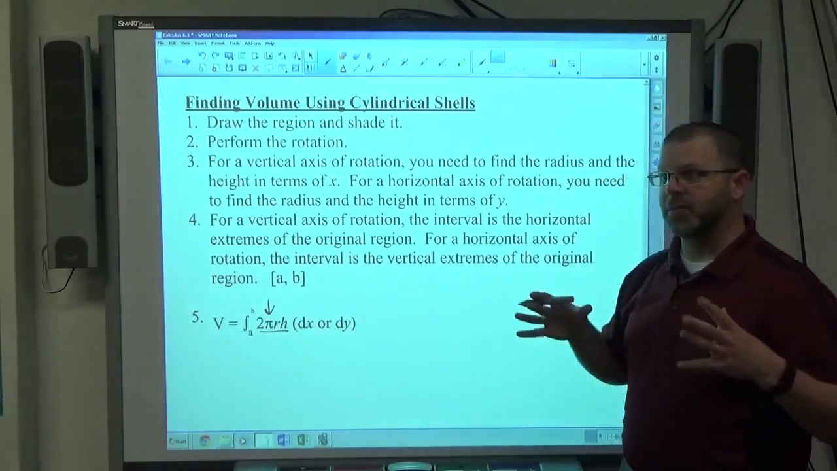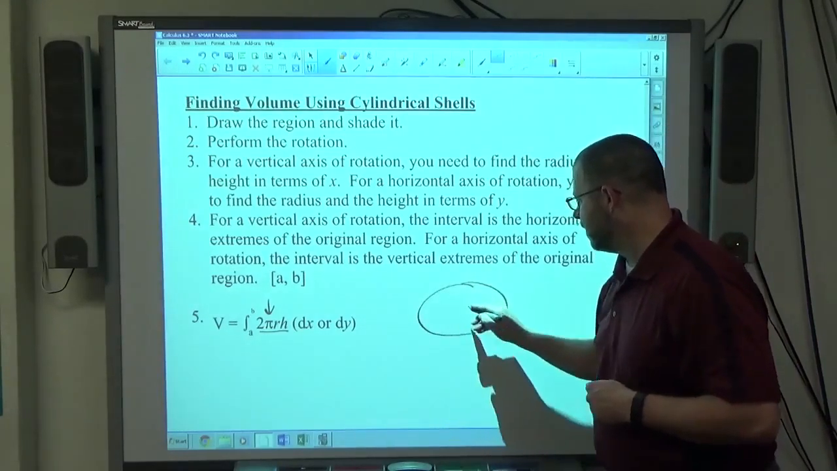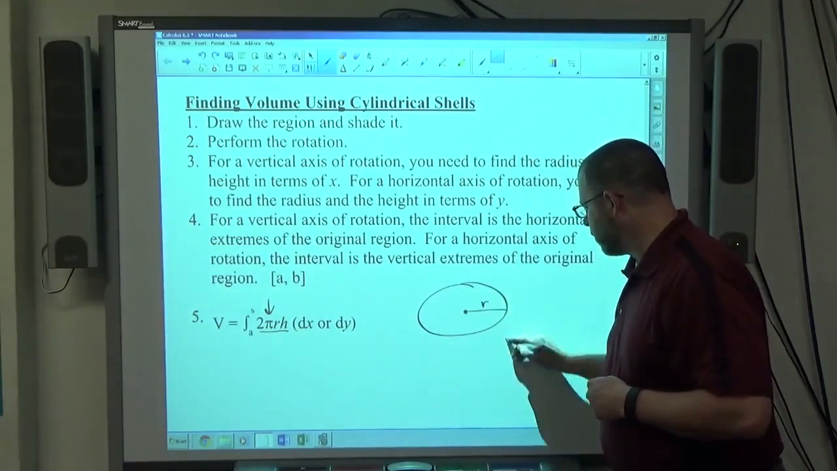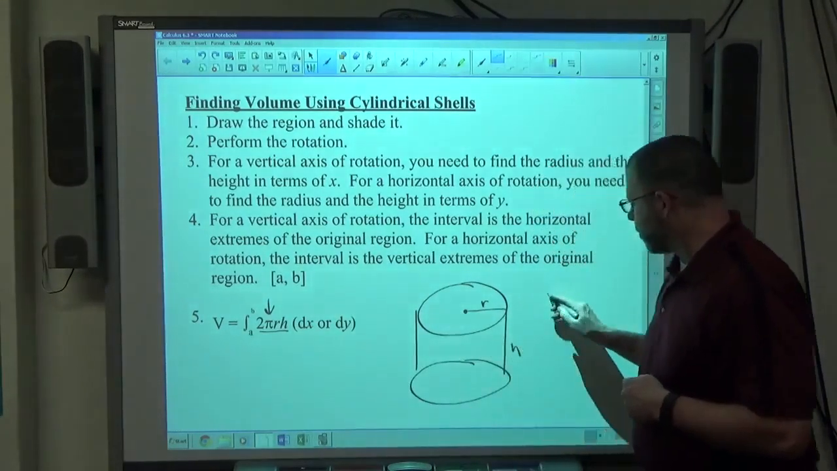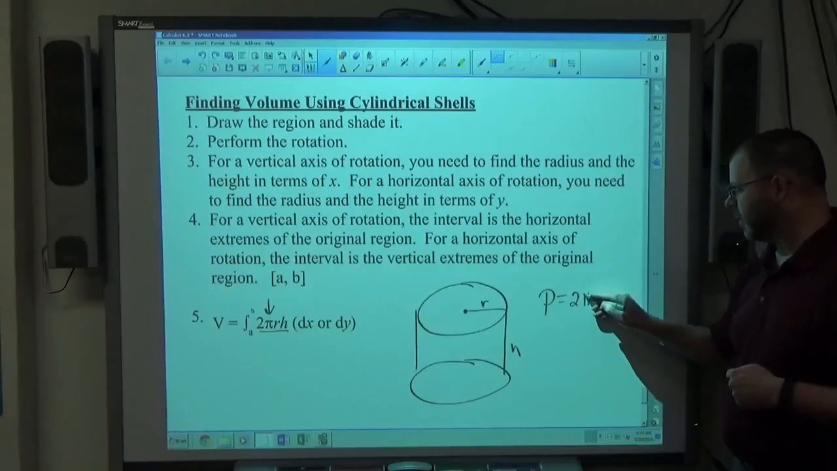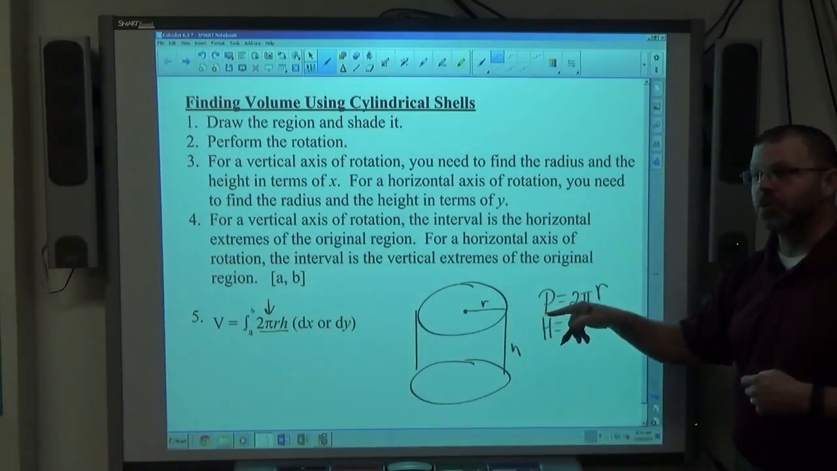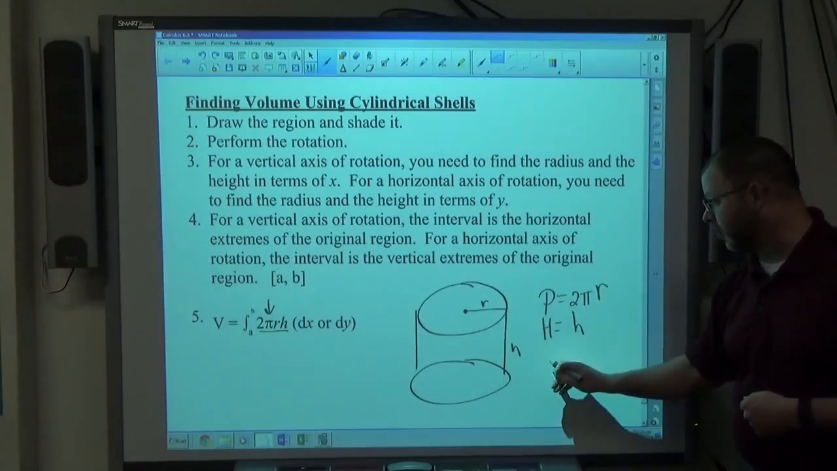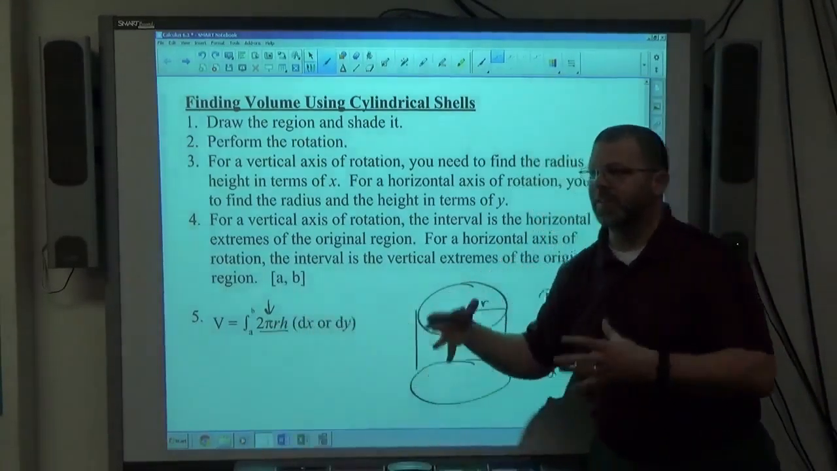Going back to just basic geometry, if we have a cylinder with a radius of r and a height of h, the perimeter of the base is 2 pi r, the height of the cylinder is h, and the lateral surface area, which is what we're trying to look at here, is just 2 pi rh. That's where the formula comes from. That's the lateral surface area.